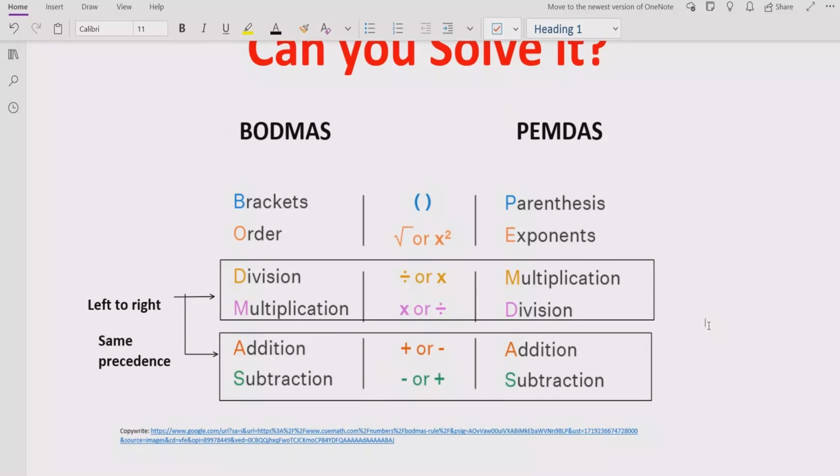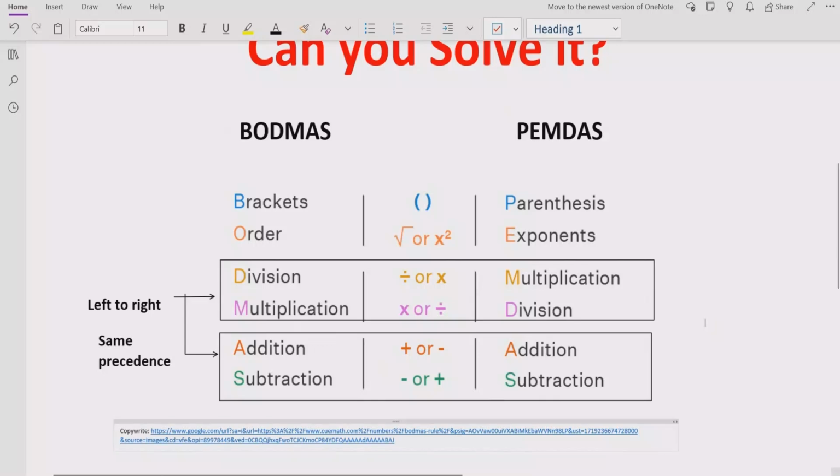Step number 3, you have to solve division and multiplication. What you have to do, you have to go left to right in your expression and find out division and multiplication. Both have similar precedence, so you can solve any of them, whichever is coming first. Similarly, for addition and subtraction, we have the same rule. We can solve addition first if it is coming first. We can solve subtraction first if it is coming first.